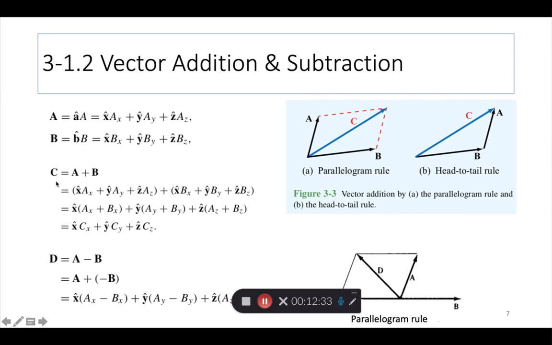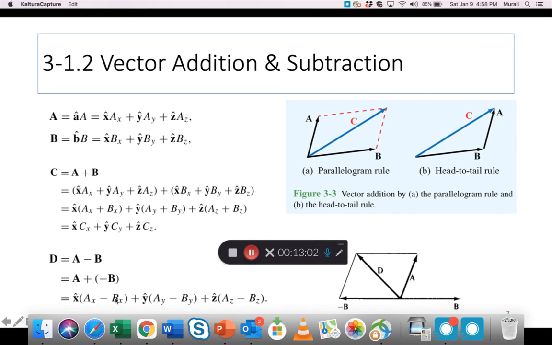Okay, for most of our usage, this form is pretty useful. So if you want to know c equals a plus b, then you just add the scalar coefficients ax plus bx, ay plus by, az plus bz, and then put the x, y, z in front of each one and you get the new c. What is d? You can just do a minus b, which is a plus of minus b. So you can take minus b and put a negative in front of every one of these, and that can also be written in this form.